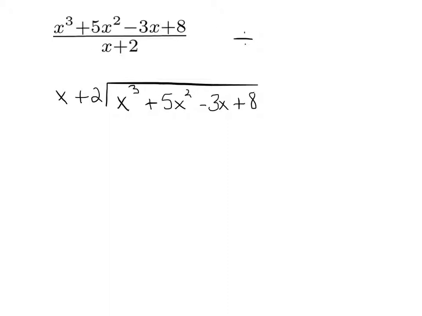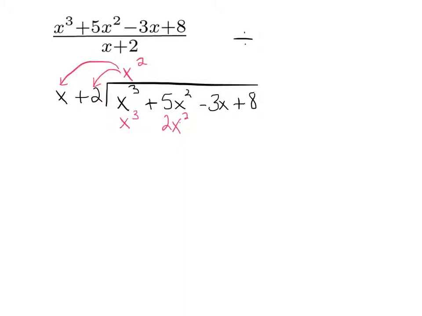Now the next thing you're going to do is find what I need to multiply x by to get x cubed. So I'm going to multiply by x squared. I multiply x squared by both terms, so I get 2x squared here, and if I multiply that by x, then I get x cubed there.